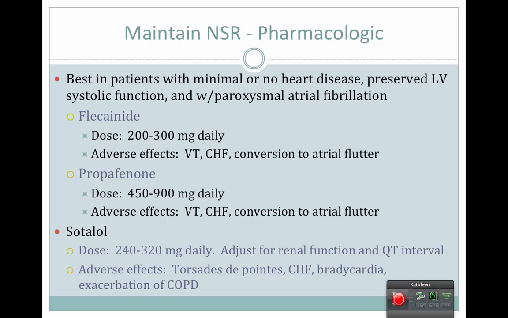Betapace is 250 to 320 milligrams daily. Adjust for renal function and QT interval. Adverse effects are Torsades, CHF, bradycardia, and worsening of COPD.